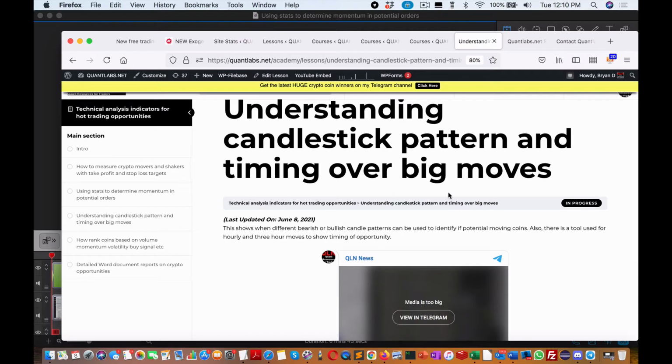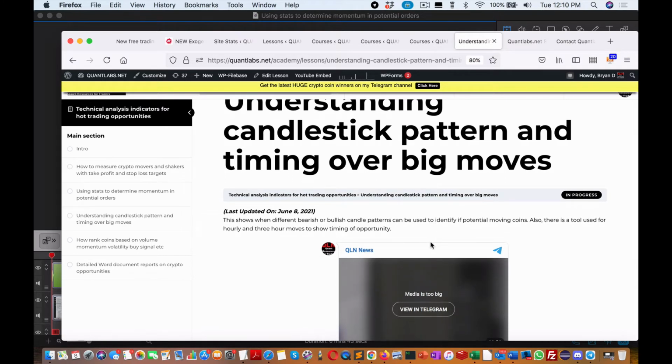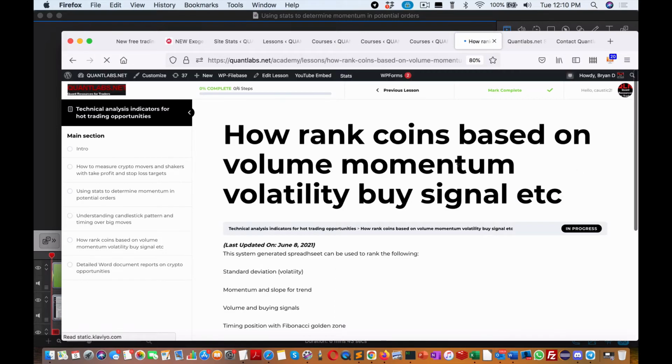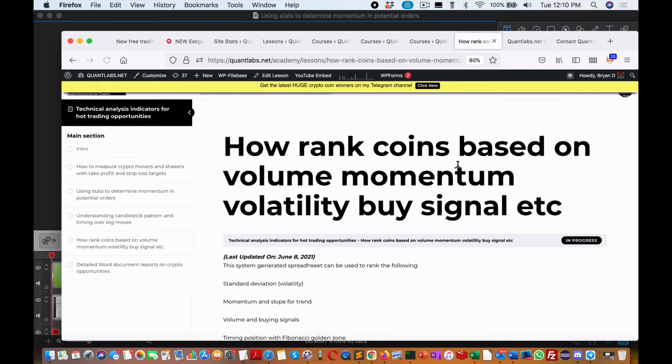bullish patterns and candles. Part of the other thing that helps in timing these, and I've listed it here, is the hourly and 3-hour movers. So we've covered that already. Now people are probably going to ask, what's the total time of the videos? I'm going to estimate the total time's around an hour, hour and a half. So it's not too long, not too involved.